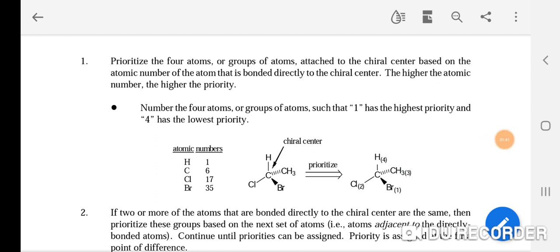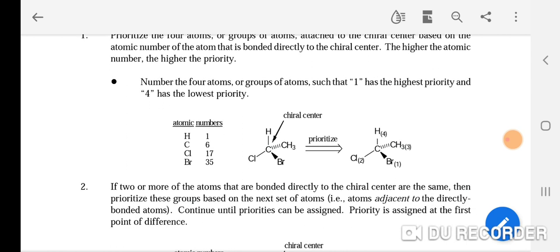The first rule is to prioritize the four atoms or groups of atoms attached to the chiral center based on the atomic number of the atom that is bonded directly to the chiral center. The higher the atomic number, the higher the priority. Number the four atoms or groups such that one has the highest priority and four has the lowest priority. See these atomic numbers and atoms. Hydrogen has 1, carbon has 6, chlorine has 17 and bromine has 35. The carbon is attached to four different groups, therefore the carbon is called a chiral center.